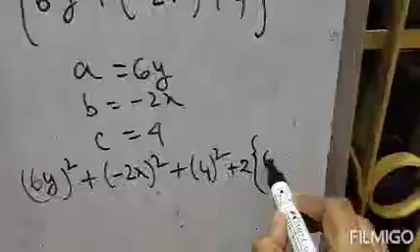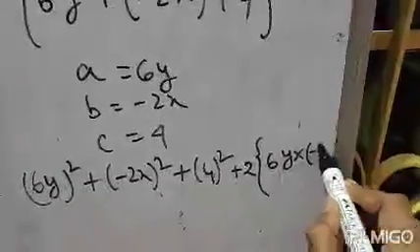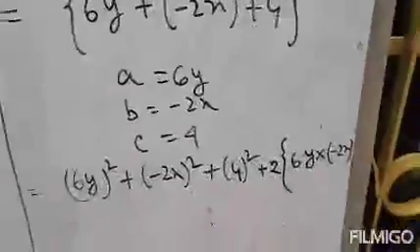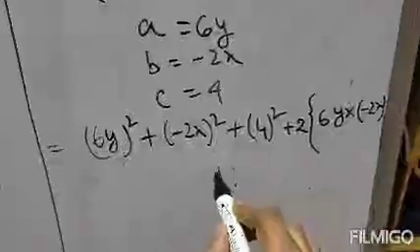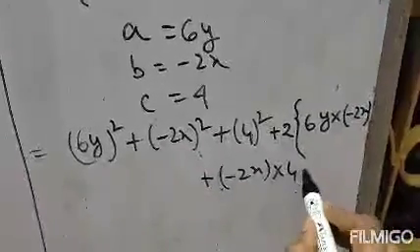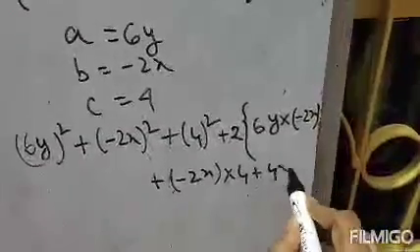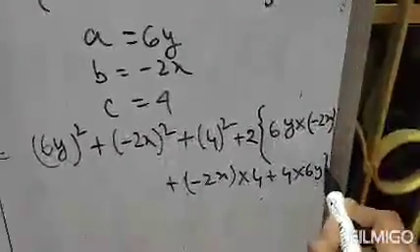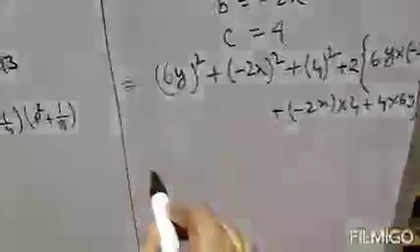A is your 6y, b is your minus 2x, so this is your ab, plus bc. B is your minus 2x, c is your 4, plus ca. C is your 4 and a is your 6y. Now do as in the previous questions.